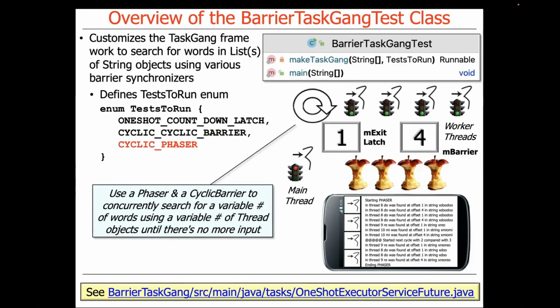And then the third and final test to run is called cyclic phaser, and it's going to use yet another Java synchronization mechanism, a synchronizer for barriers called a phaser. And it's also going to use a cyclic barrier to concurrently search for a variable number of words using a variable number of thread objects until there's no more input. And you can find that code at the link at the bottom of the slide as well.